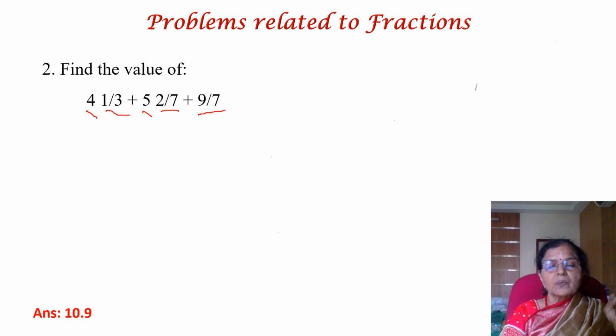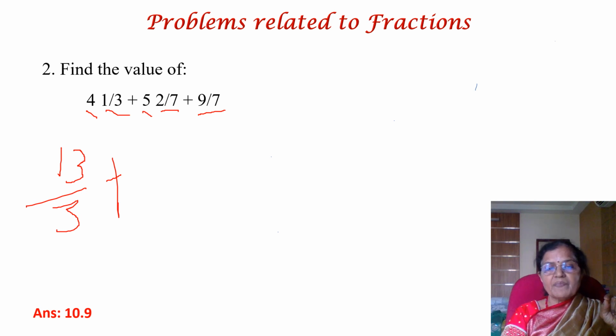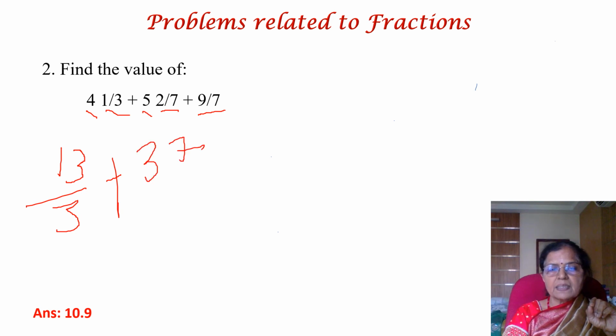4 1 by 3. So multiply the denominator with this number 4: 4 into 3 plus 1, divided by 3. So 4 3s are 12 plus 1 is 13. 13 by 3. Okay, plus this denominator 7 into 5, the integer 5 into 7, 35. 35 plus 2, 37. 37 by 7.